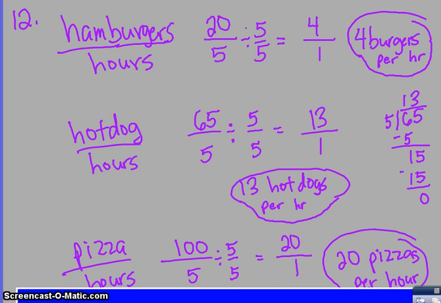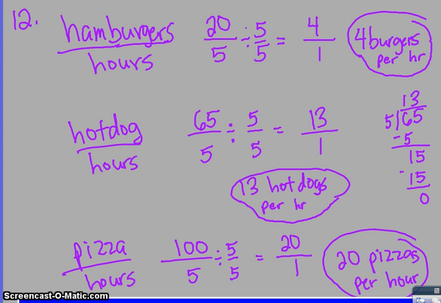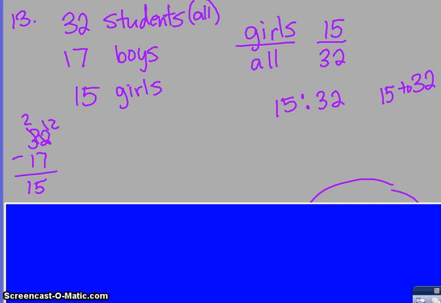And the last one, pizza. We've got pizza to hours again. They sold 100 pizzas in 5 hours. They want to know how many pizzas were sold in 1 hour. So you're going to divide by 5 again on the bottom and the top. And you will get 20. And that means that they sold 20 pizzas per hour, per 1 hour. That's what per means. All right, flip over to the back.